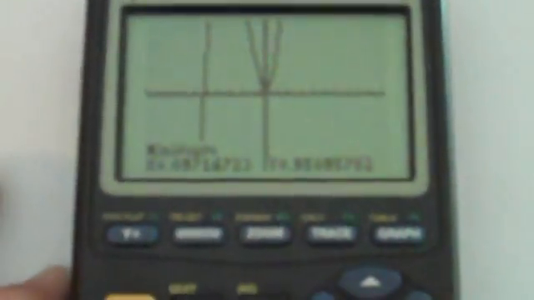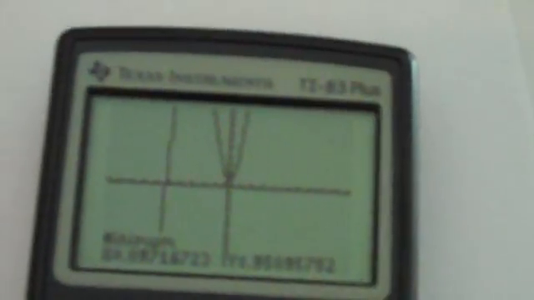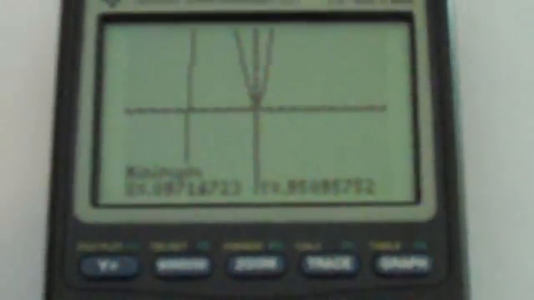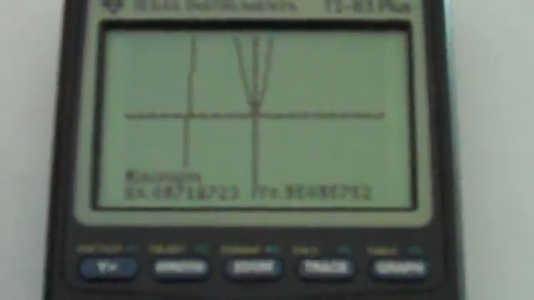Now I'm going to read the calculator answer to you. An x value is given and a y value is given. If somebody asks you for a relative minimum or relative maximum of a graph, they are looking for the y value at that point. Remember, minimum or maximum is output. So they don't want the x value, they want the y value. I don't know if I can zoom in close enough for you to really see that, so I'll read it out to you.